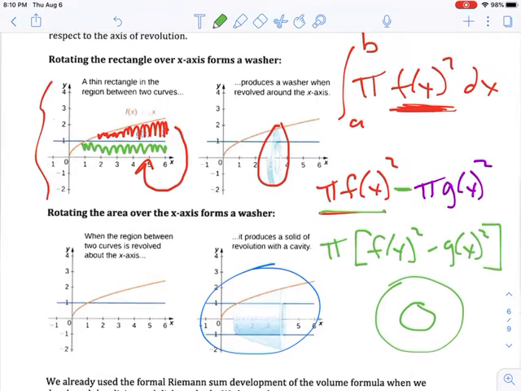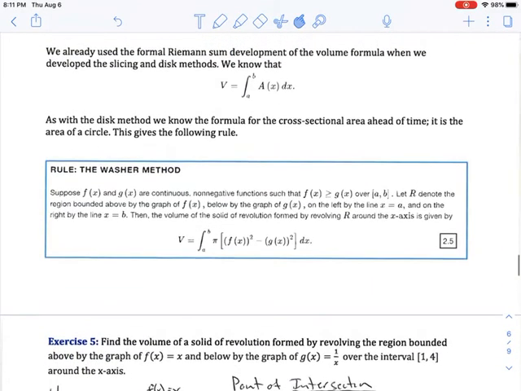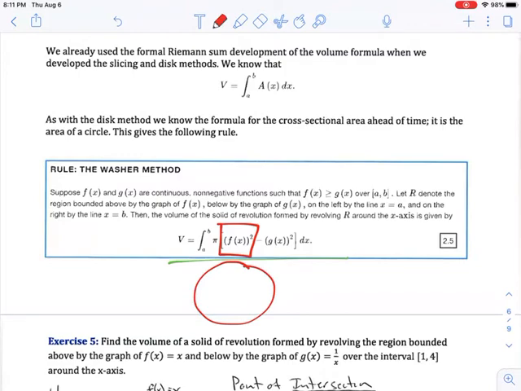And that gives us the formula that we're looking for, the washer method, which is right down here, okay? So volume is equal to the integral from a to b of pi times f of x squared minus g of x squared. The important thing to remember is that f of x squared is your outer circle, the bigger circle, and g of x squared is the inner circle. And so we subtract them and we get this area in there. And that's what we're looking for.